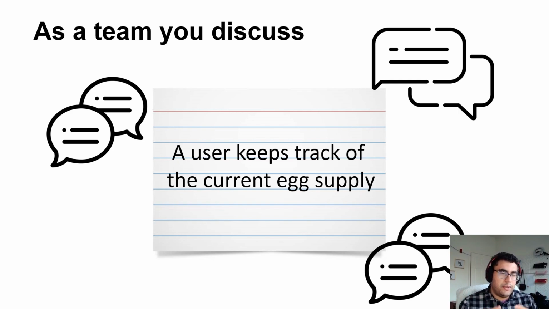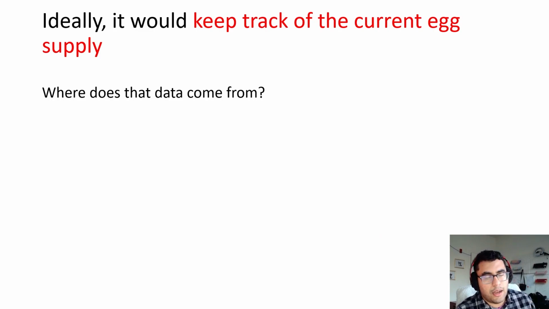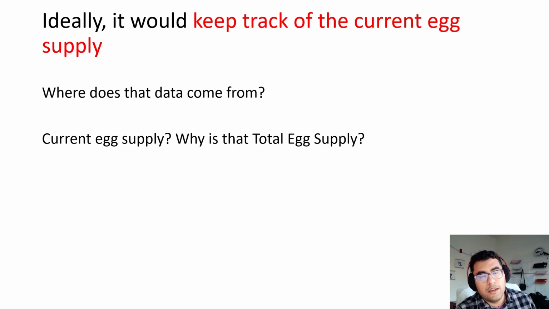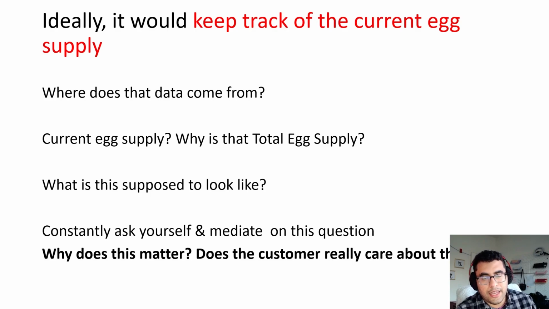In the conversation with your team, which is probably the most rewarding and fulfilling part of any startup or software company or team, you discuss, okay, keep track of current egg supply. Where does the data come from? That's a question your developer might ask. Current egg supply. Why is that not the total egg supply? What is this supposed to look like, you might ask. Constantly ask yourself and meditate on this question: why does this matter? Why does this index card, this user story matter? Does the customer really care about this? And just iterate over that.